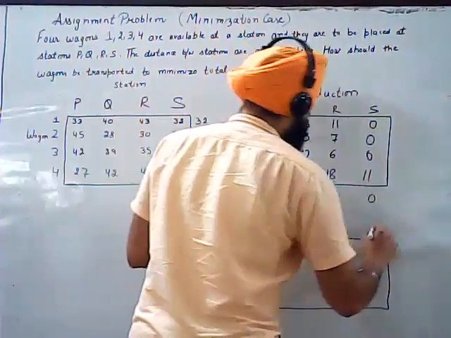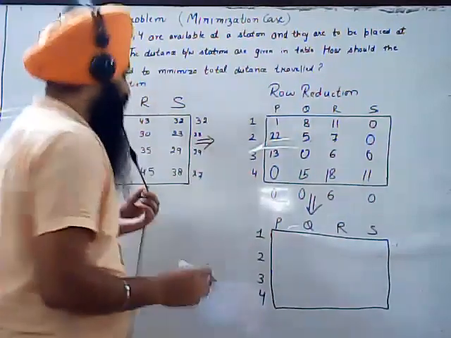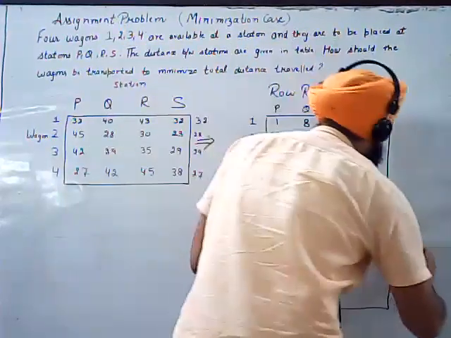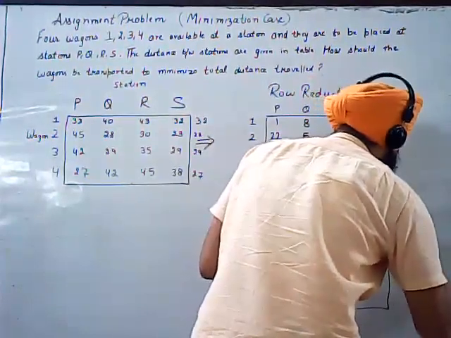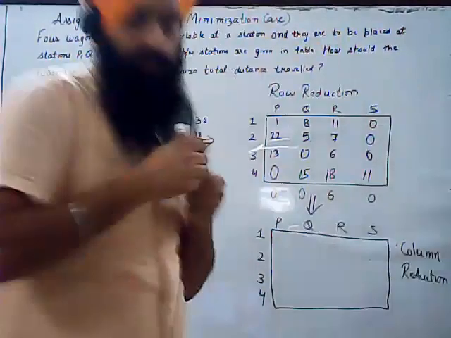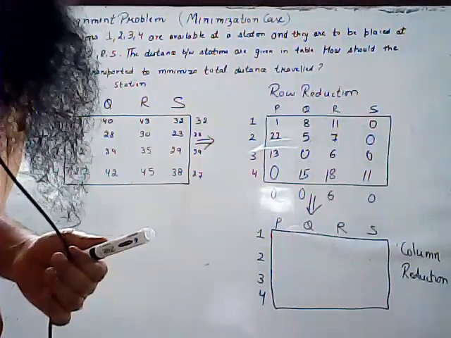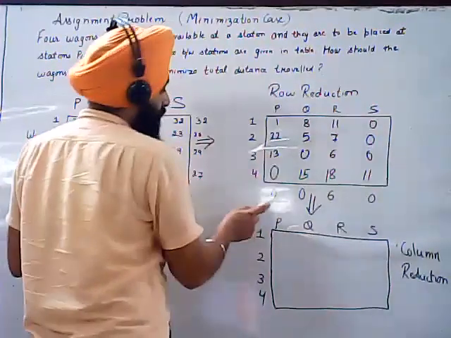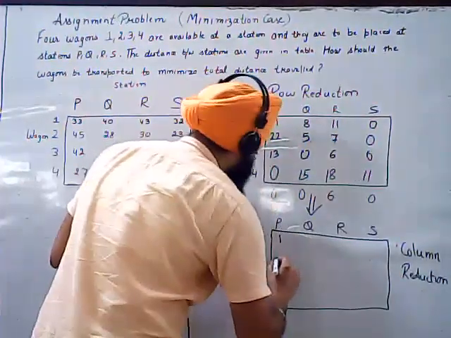P, Q, R and S. 1, 2, 3 and 4. We have four wagons 1, 2, 3 and 4 and we have four stations P, Q, R and S. So this will be column reduction. Okay, so the minimum element in the first column is 0. So the values of the column will be the same: 1, 22, 13 and 0.